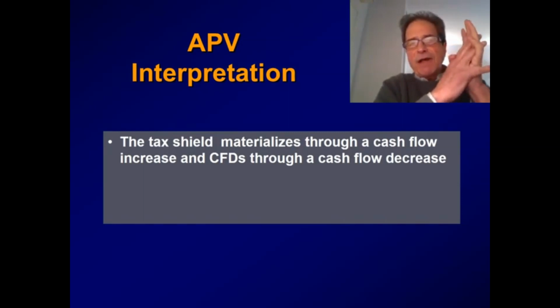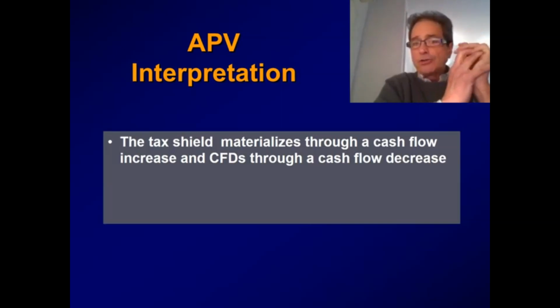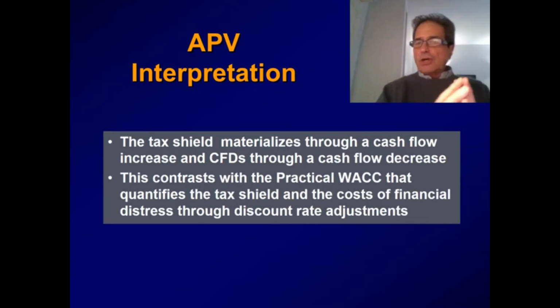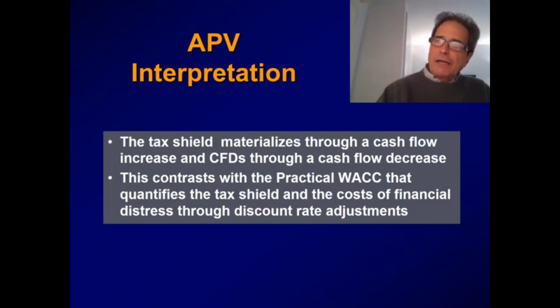Under the adjusted present value formula, the tax shield materializes through a cash flow increase, and also the cost of financial distress. You see that the tax shield is considered a cash flow, and also the cost of financial distress, and then we calculate the present value of each of them. This contrasts with the practical WACC, in which both these effects, the tax shield and the cost of financial distress, are incorporated into the discount rate. So they are not considered cash flow effects. We just modify the discount rate in order to account for these two elements.